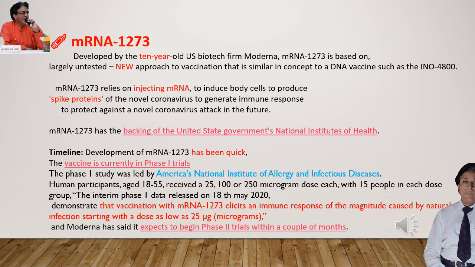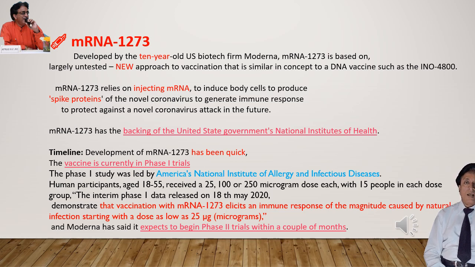And this vaccine, rather than using the DNA, uses the messenger RNA of the virus inside the human body. And once this virus RNA is inside the human body, it starts forming the spike proteins of the novel coronavirus, against which the human body mounts the immunological response, protecting itself from further attacks of novel coronavirus. The development of mRNA 1273 vaccine has been pretty quick.